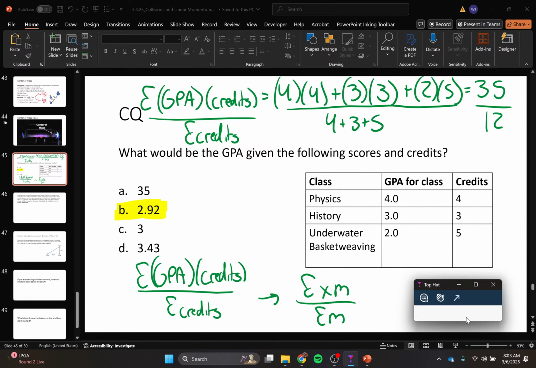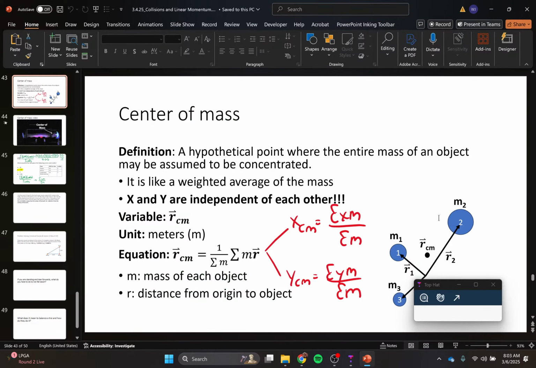And then center of mass is the same thing, just you do it in the X and you do it in the Y. And instead of GPAs and credits, it's your X position times the mass divided by all the mass, or their Y position times mass divided by all the mass.